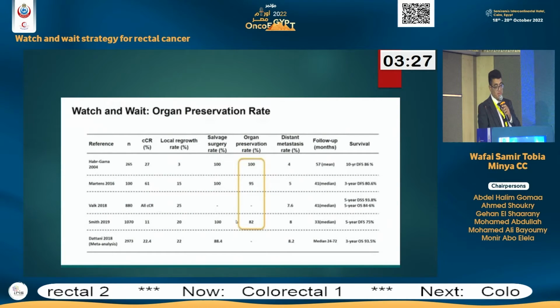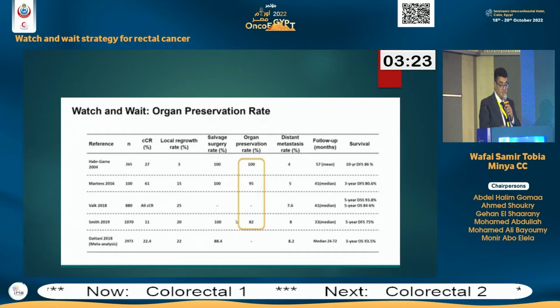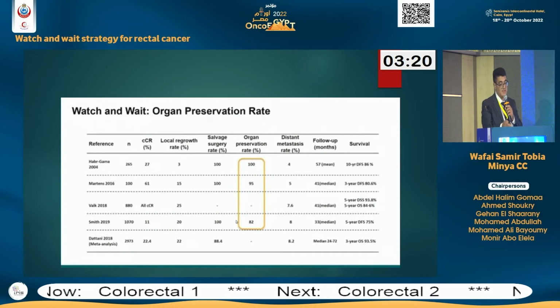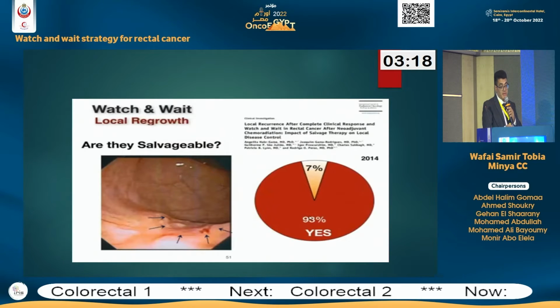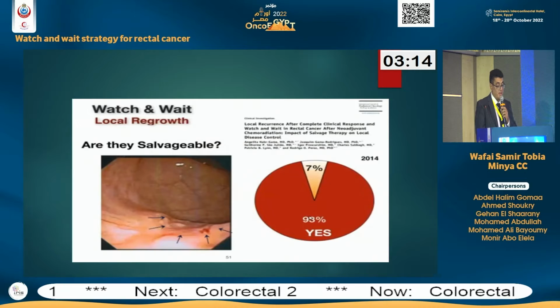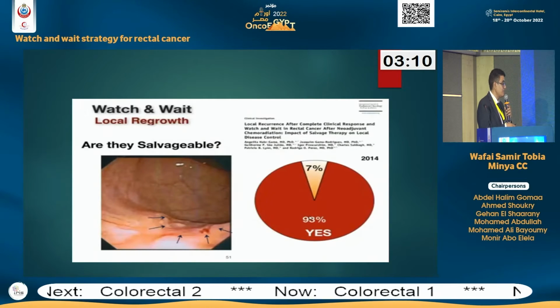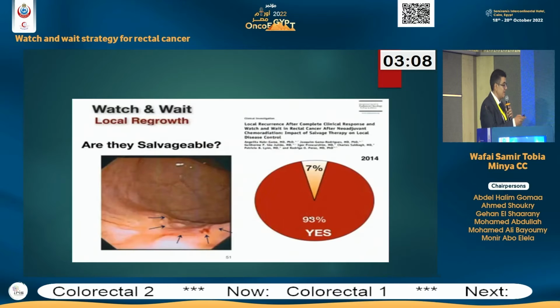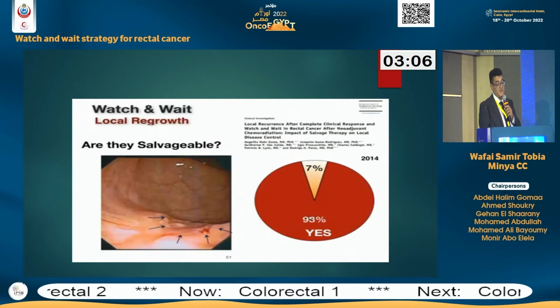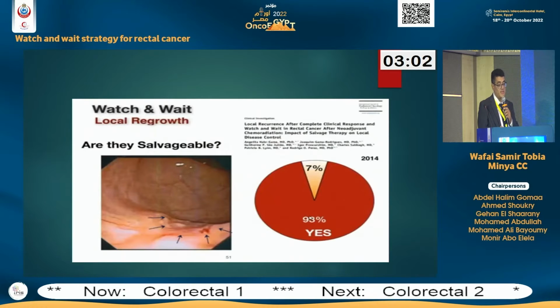وهنا طبعا الاورجان بريزرفيشن عند هابر جاما في 2004 100% حصل لهم اورجان بريزرفيشن. طبعا في الاستاديز الثانيه كانت النسب اقل. طبعا هنا الصوره بتاعت هابر جاما ان هي بتوصل ل 93%. انا مدقق قوي مع هابر جاما عشان هي صاحبه الفكره، هي البايونير في فكره الواتش اند ويت، وهي اللي شغاله عليها لغايه دلوقتي. 93% من العيانين اللي عندها قدرت تعمل لهم سالفج.